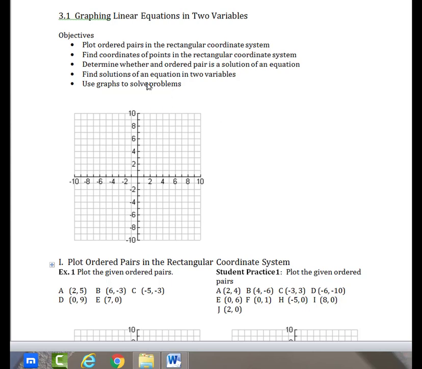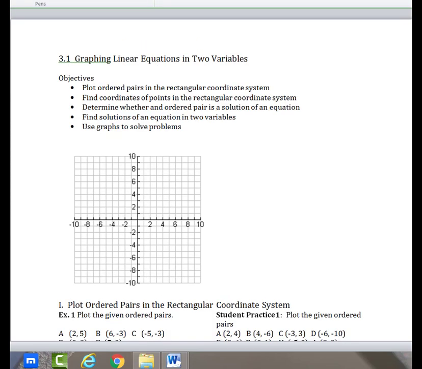And basically a rectangular coordinate system is made up of two number lines, a horizontal number line and a vertical number line. And it's broken into what we call quadrants. The first quadrant will be right here, the second quadrant, and when we name the quadrants, we actually go counterclockwise. This would be the third quadrant, and this would be the fourth quadrant.